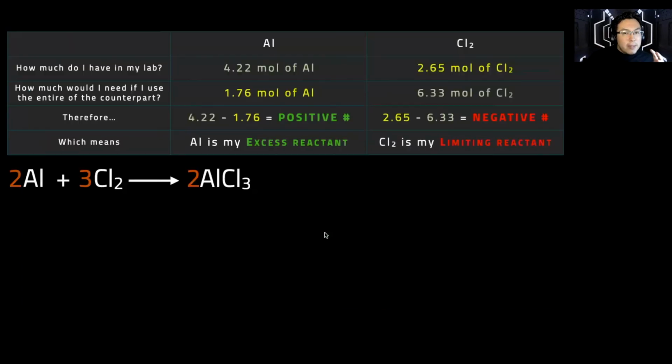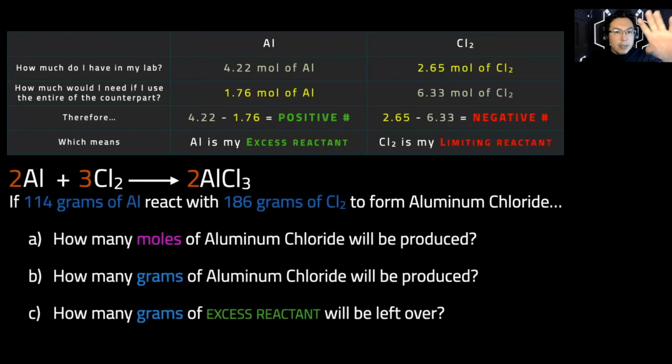So now let's have this table compacted at the top of the screen, and let's analyze which types of questions might be related to this. Let's see the first one. Let's read the problem. We have the chemical equation just as before, and we have 114 grams of aluminum reacting with 186 grams of chlorine to form aluminum chloride. The question is, how many moles of aluminum chloride will be produced?